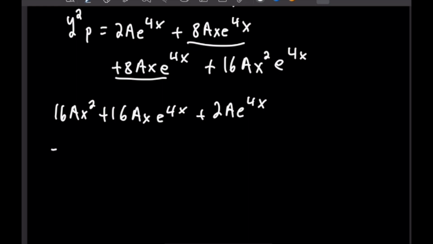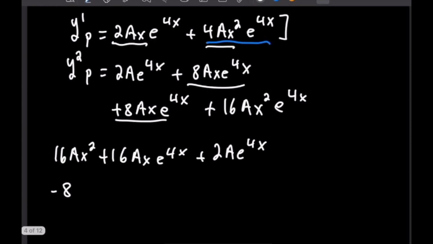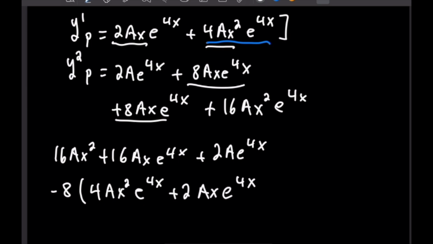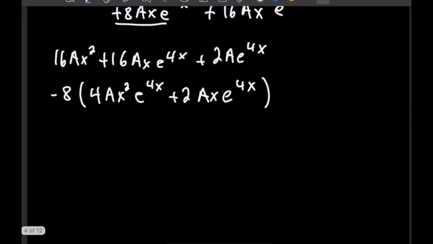And then we're going to get minus 8 times our y single prime, which we have written up here. And that is, let's see, we will have 4ax squared e to the 4x plus 2ax e to the 4x. And lastly, we're going to want to take 16 times our y sub p, and that is just ax squared e to the 4x. So that'll be plus 16 times ax squared e to the 4x.